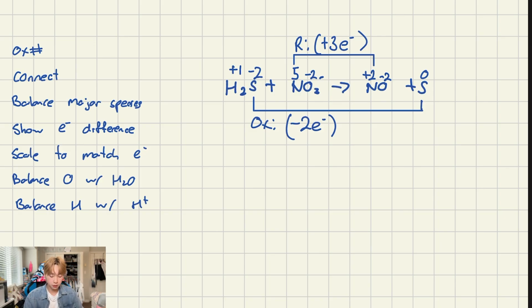So now we multiply the 2 electron differences so that they equal each other. We know that 3 and 2 have a common multiple of 6. So we multiply the top one by 2 and the bottom one by 3. And similar to the other method, we're trying to cancel out the electrons. And multiplying by 2, we add that as a coefficient. And same for 3.